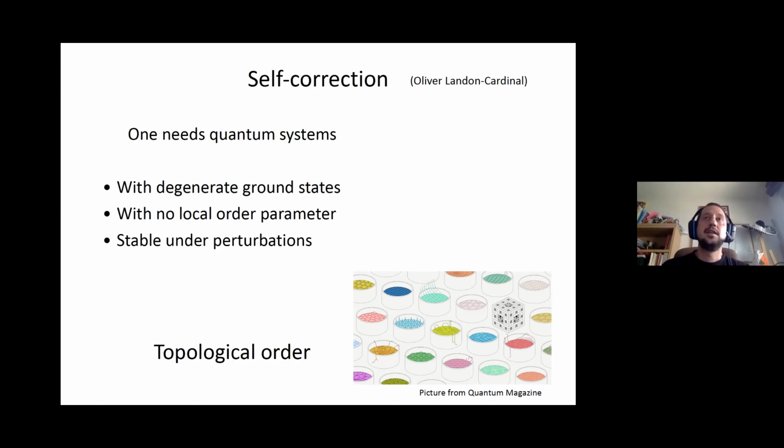Okay, so essentially by just asking for what we want, we are immediately directed to the set of topologically ordered systems. Now the point is, among all possible topologically ordered systems, which are many and with many different characteristics, we would like to see which ones are good self-correcting memories and which ones are not.